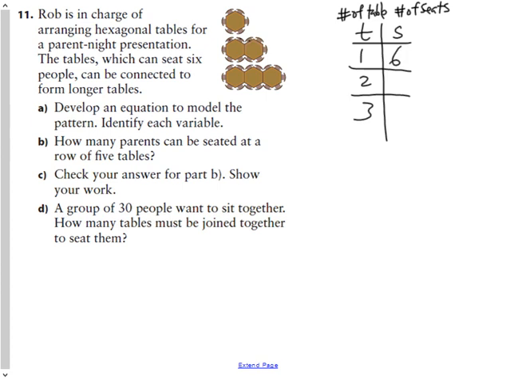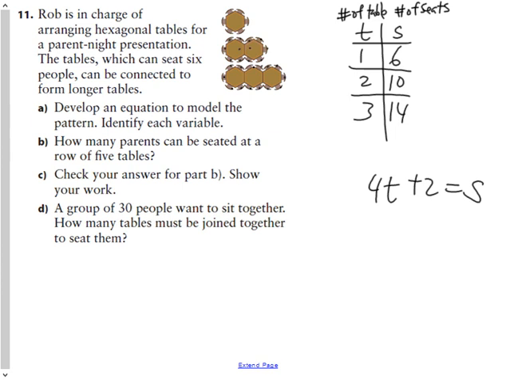2 tables is 1, 2, 3, 4, 5, 6, 7, 8, 9, 10 people, because right here and here, there are no longer people sitting there, so it's 2 less. And for the next one, you would have 14 people if you counted the chairs. 1, 2, 3, 4, 5, 6, 7, 8, 9, 10, 11, 12, 13, 14. Work out the equation. You're going to get 4 multiplied by t plus 2 equals s.